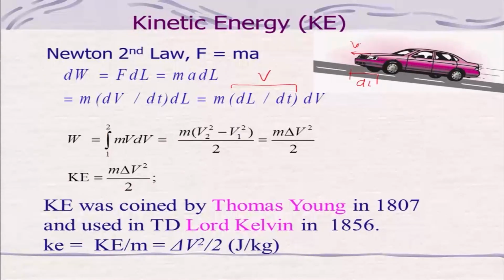Of course, the kinetic energy per unit mass will be nothing but your delta V square by 2. It is joule per kg, and this is a specific kinetic energy, right.